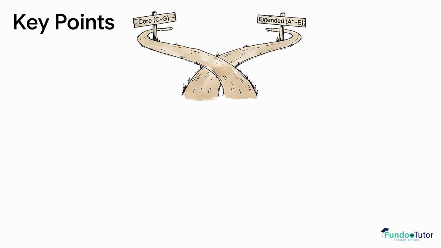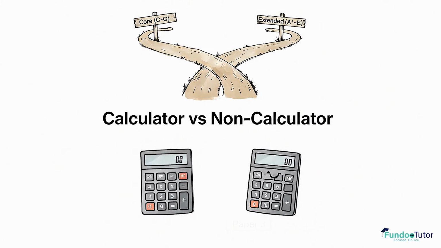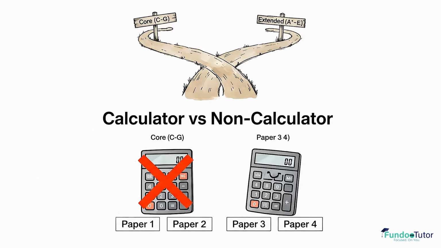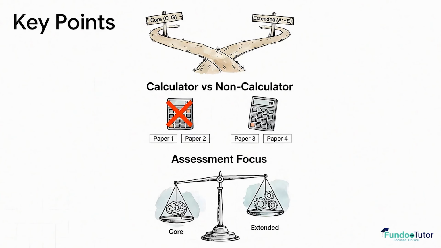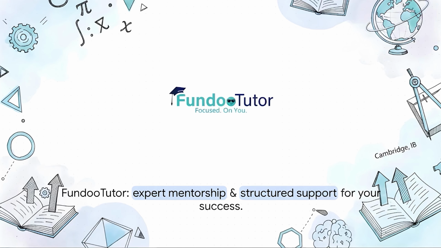First up, choose your path. Are you going core for grade C to G or extended for those top A star to E grades? Next, remember, you're always going to take 2 papers, and that's 100% of your grade. Super important. Know which ones are non-calculator, that's papers 1 and 2, and which ones require a calculator, papers 3 and 4. And finally, and maybe most importantly, remember the focus. For core, it's all about your knowledge, that AO1. For extended, the emphasis is squarely on your problem-solving skills, that AO2. Got it? Awesome. And there you have it, your complete guide to the IGCSE Mathematics 0580 assessment.